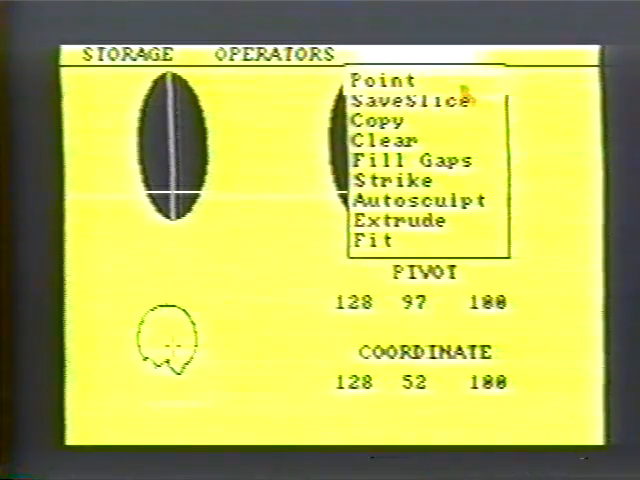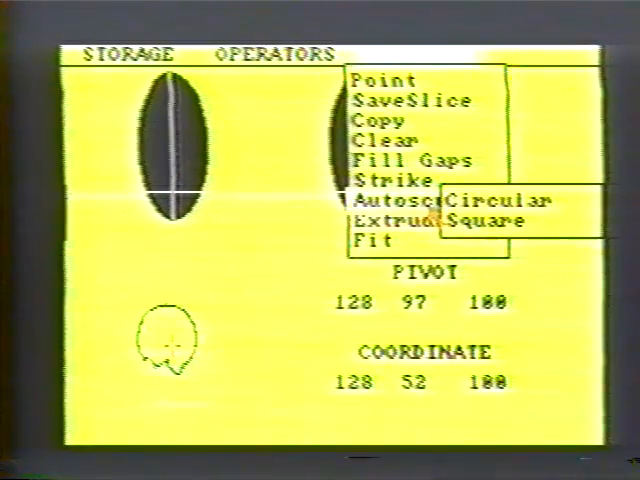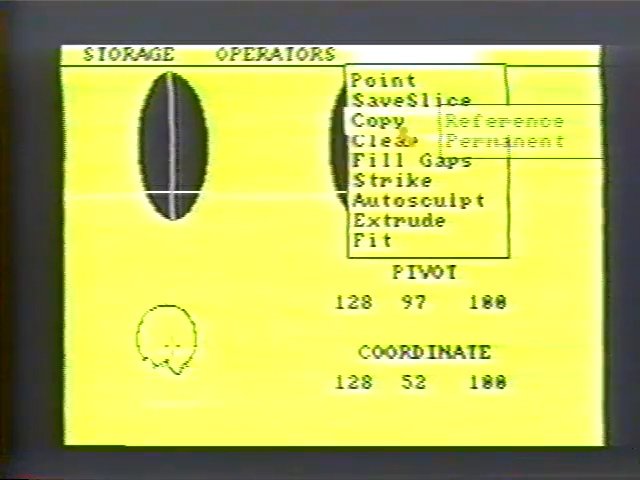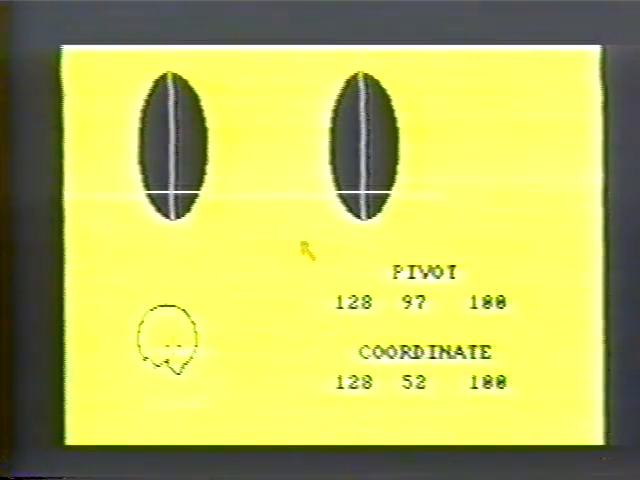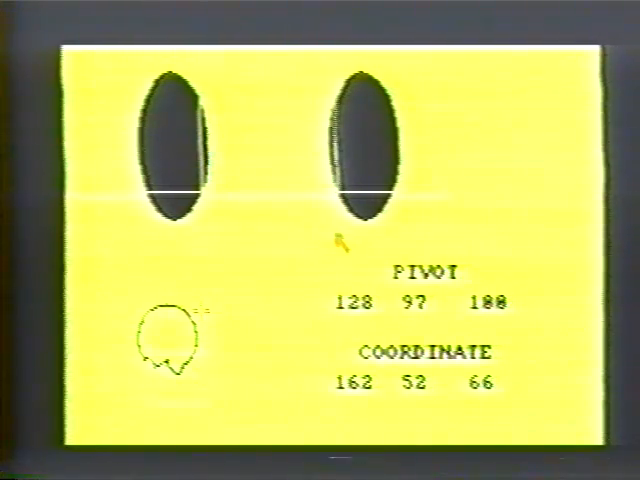That's the tools there. We've looked at fit, extrude, auto sculpt, fill gaps, clear, copy, save slice. We haven't looked at point yet. Let's do that. Let's say that I wanted to find a particular feature on this object so that I can connect to it. So I move this out, and I move that. Let's say that's the feature right there. And notice how the crosshair is moving around? That crosshair, when I say point, little dot will draw there.